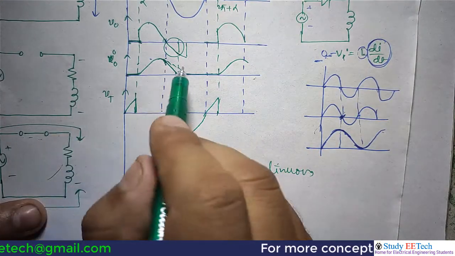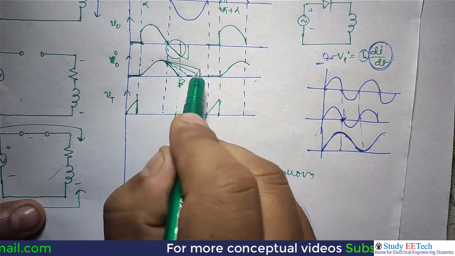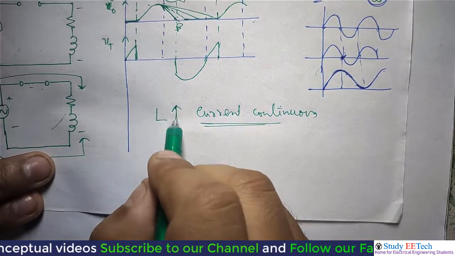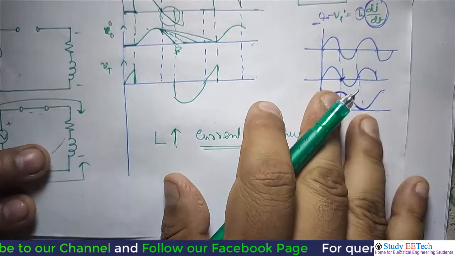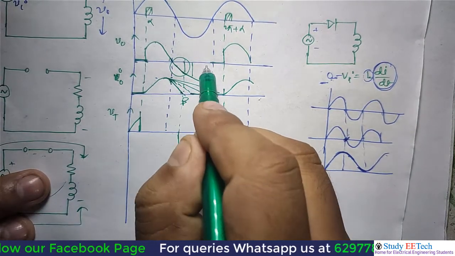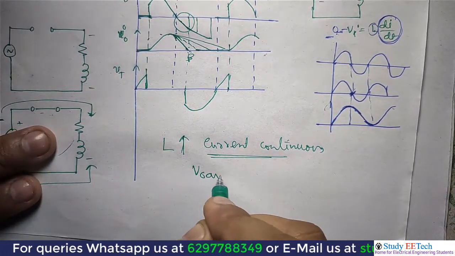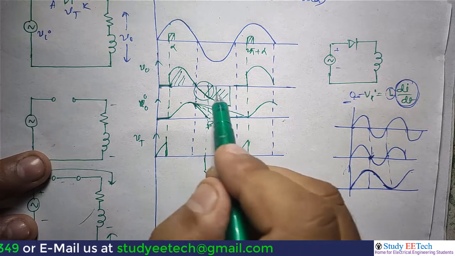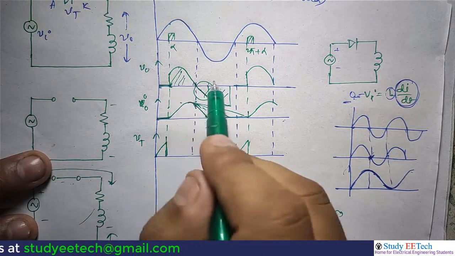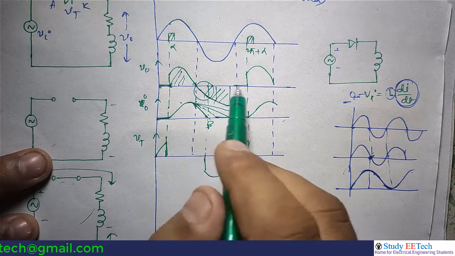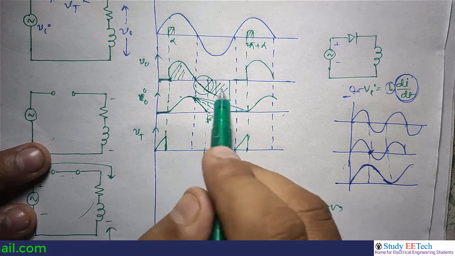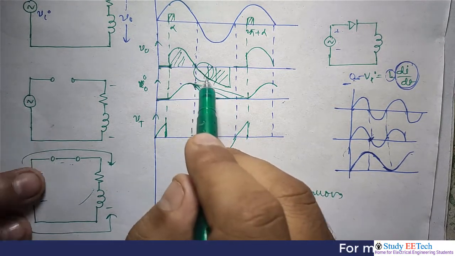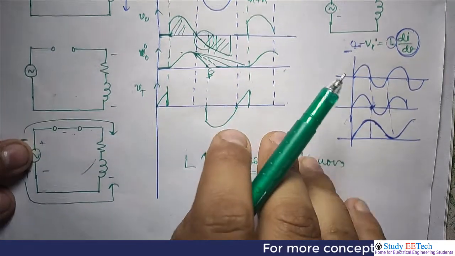But if we increase the L value, the current will be more flat, meaning the current is going to be continuous, which is our requirement. As L increases, the current becomes continuous. That is a good thing. But subsequently, the negative swings are increasing, meaning VO average is decreasing, because the negative area will cancel out the positive area. Subsequently the average voltage will decrease.